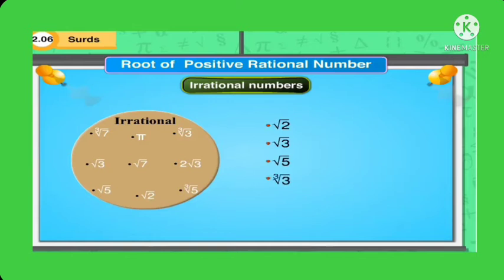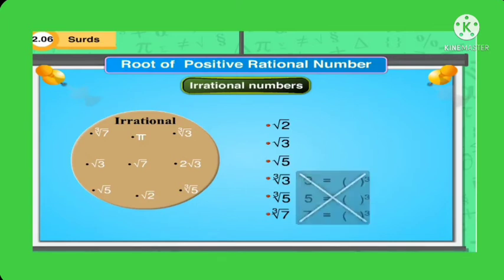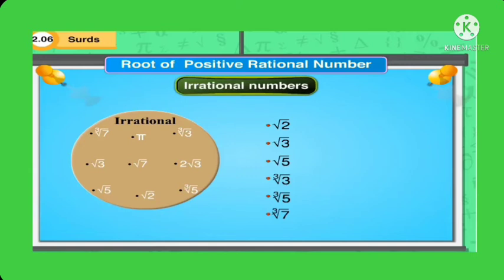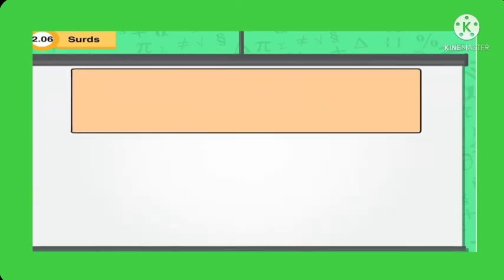Cube root of 3, cube root of 5 and cube root of 7. Here you will see these are all irrational numbers. Now here cube root of 3, 5 and 7. Can you get the cube of this number? No. Why? Because these all are irrational numbers and all irrational numbers are called surds.